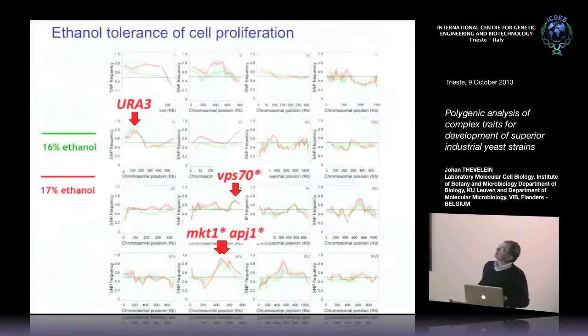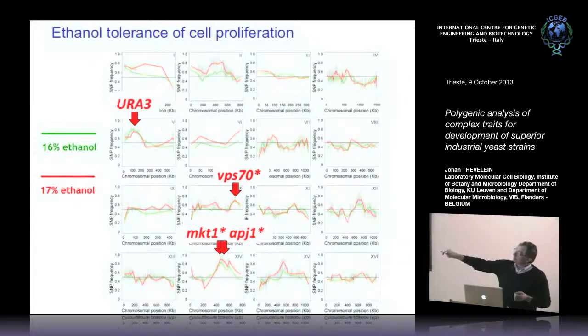So we have also identified mutant alleles in other loci. Actually, this QTL3 had two causative genes, APJ1, as I said, and also MKT1. But MKT1 seems to have a mutation in a laboratory strain that gives a defective protein and is important for many properties, actually affects many properties.